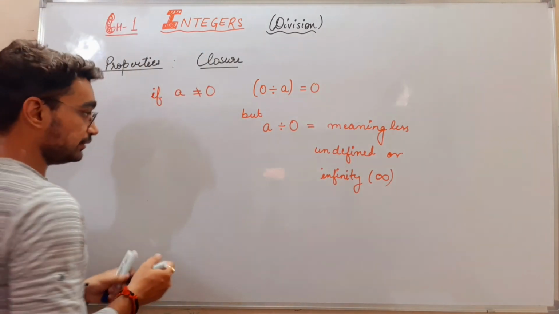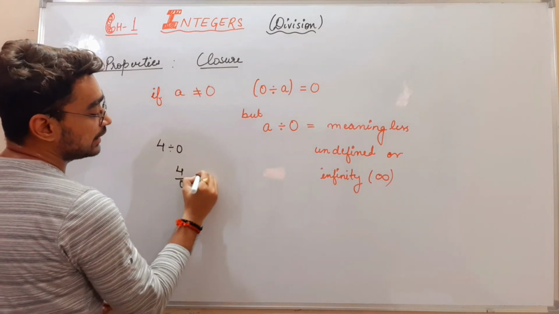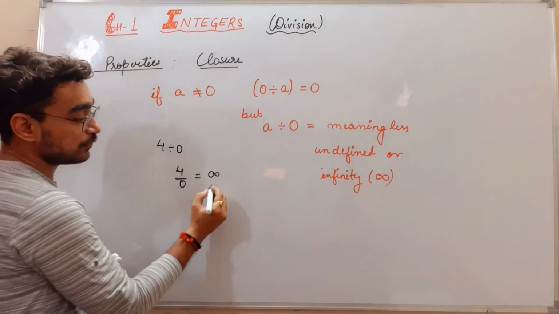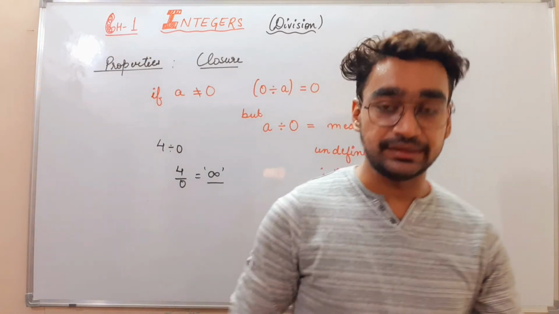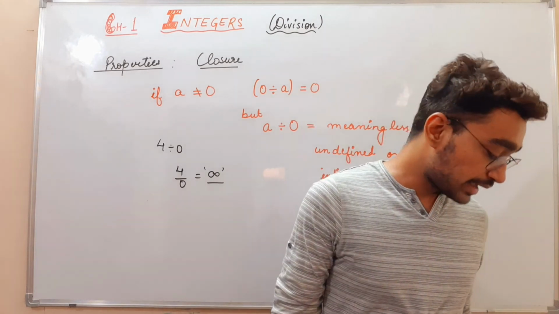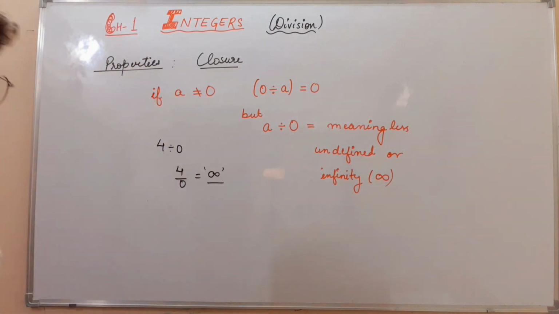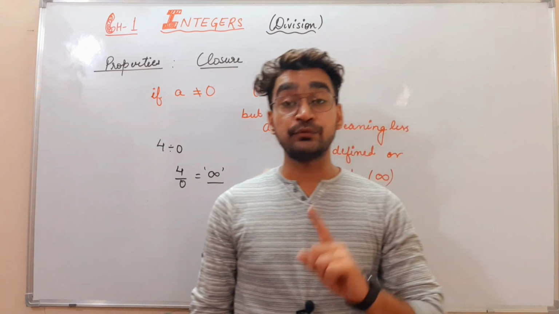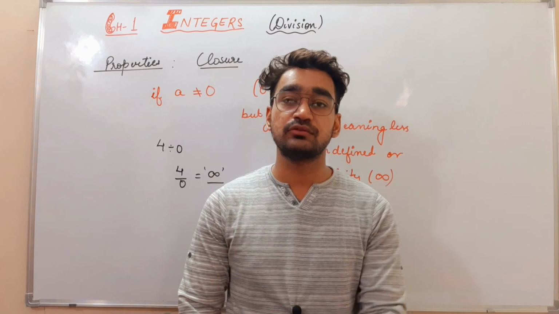For example, what is 4 divided by 0, or 4 by 0? It is actually infinite. We cannot find its value. This is the symbol of infinite. We can't define its value. It's not defined. We don't know what 4 divided by 0 is. So like that we are doing. So these are some properties of division which you can try to learn, and try to do the worksheet which is given just after this topic in NCERT.